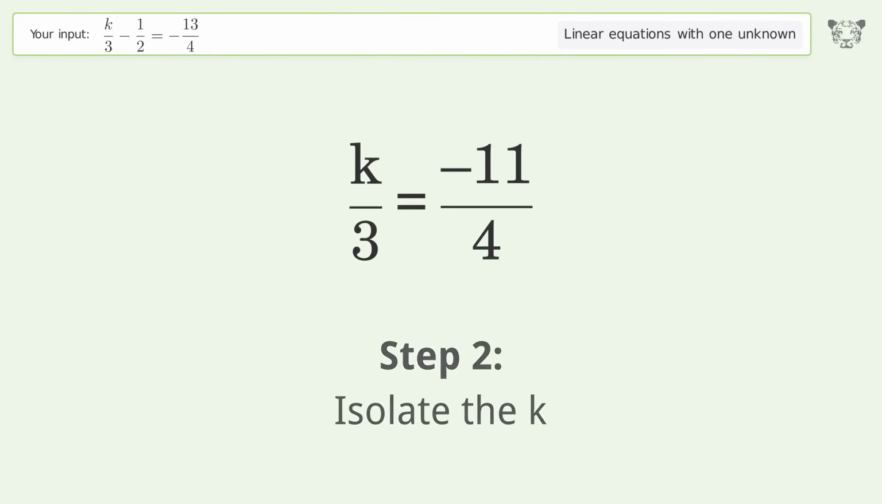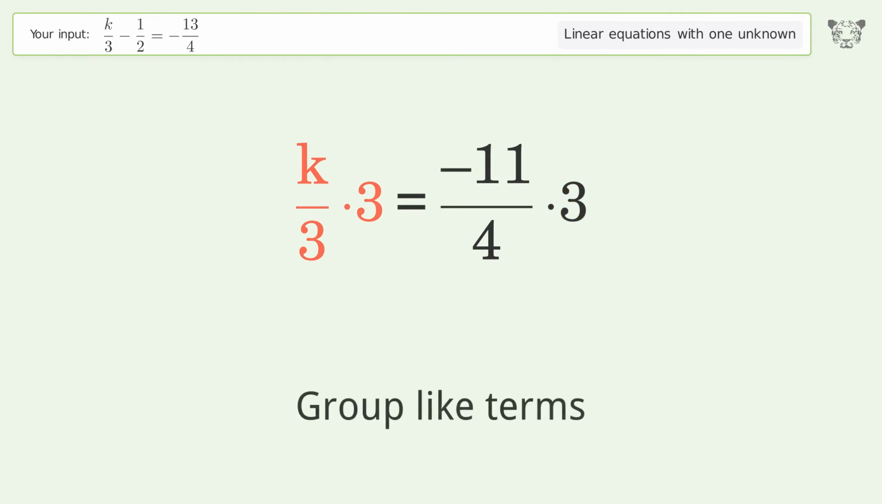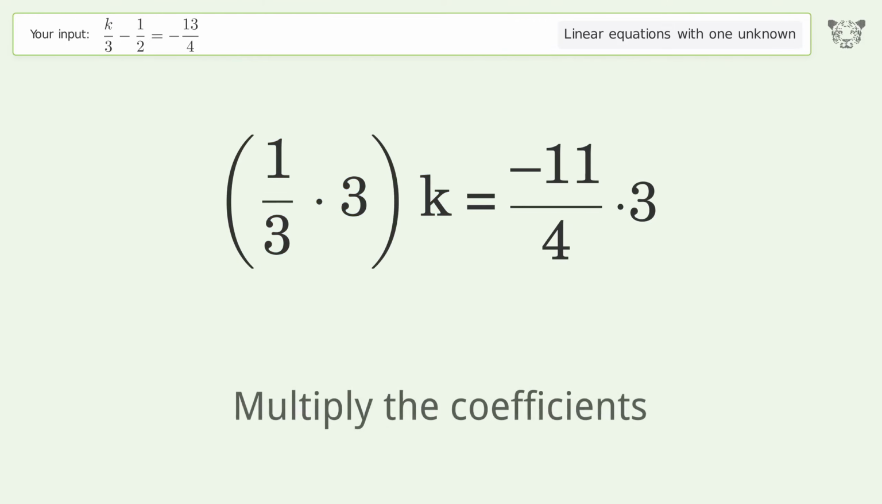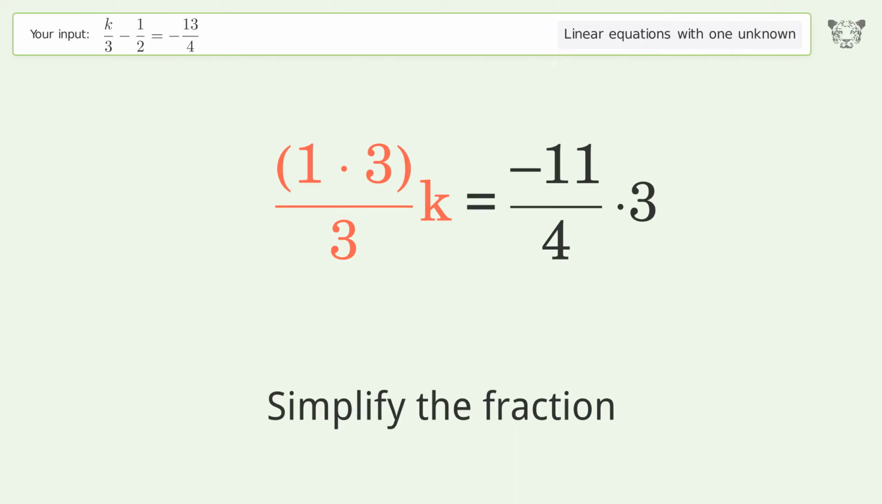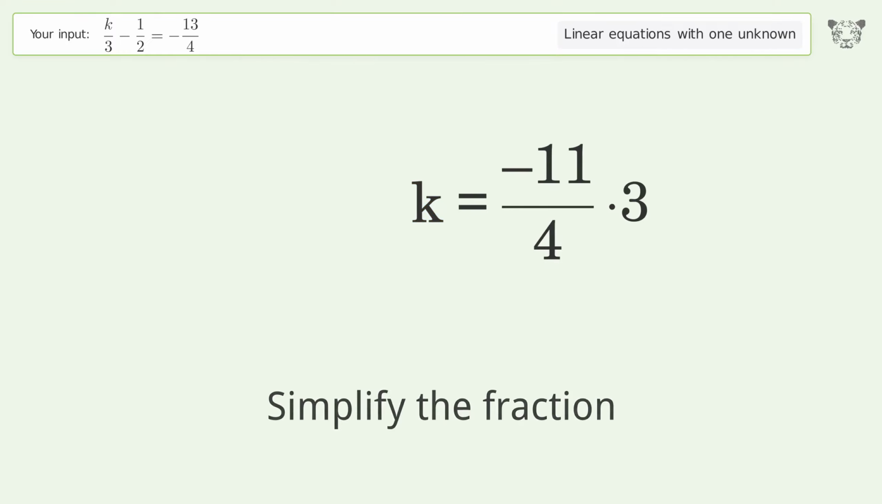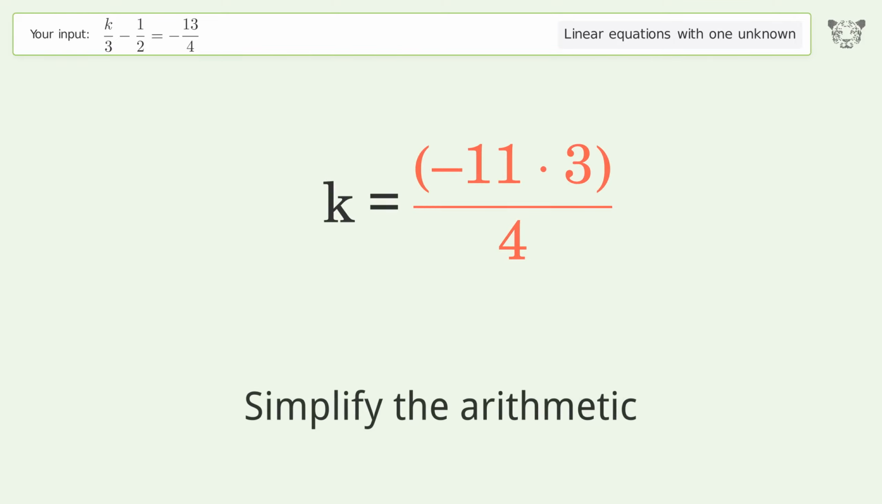Isolate the k. Multiply both sides by 3. Group like terms. Multiply the coefficients. Simplify the fraction. Multiply the fractions. Simplify the arithmetic.